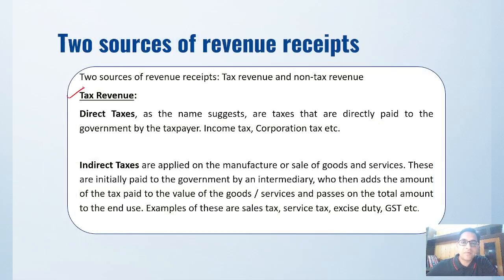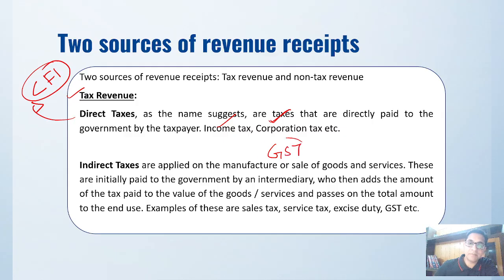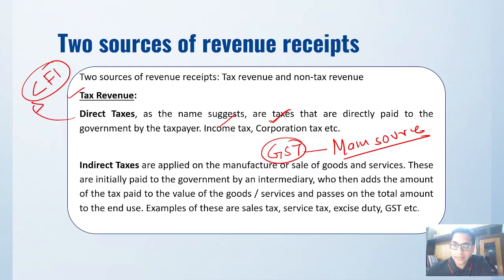Okay, under tax revenue you will be getting income tax, corporation tax, and various other taxes through which you can raise money. Income tax, corporation tax, interest tax, all these taxes are direct taxes. These are direct taxes which go into the Consolidated Fund of India. We have discussed, right? Indirect taxes, you can have your GST, which is the main tax and now one of the main sources of government earning under the indirect taxes. You have sales tax, service tax, excise duty, GST. All these things are called indirect taxes.